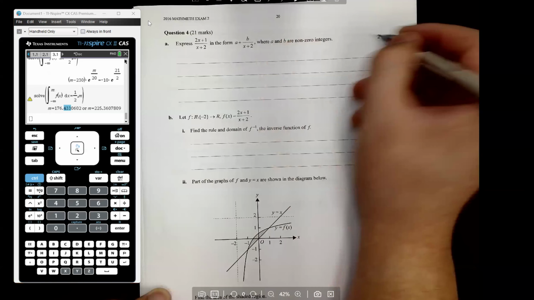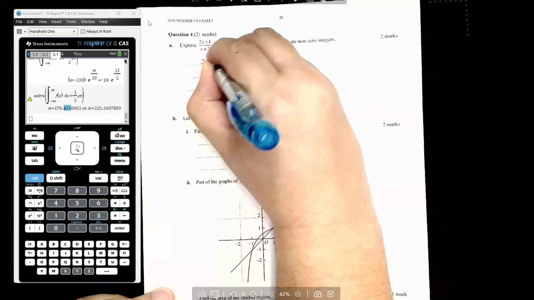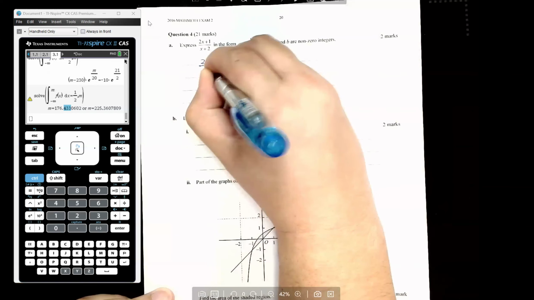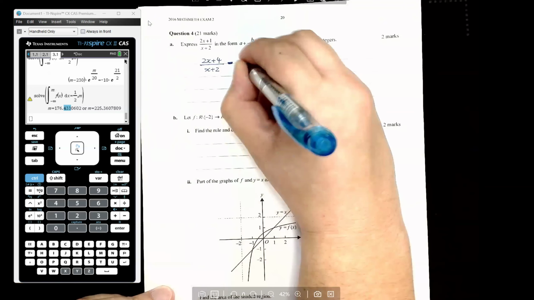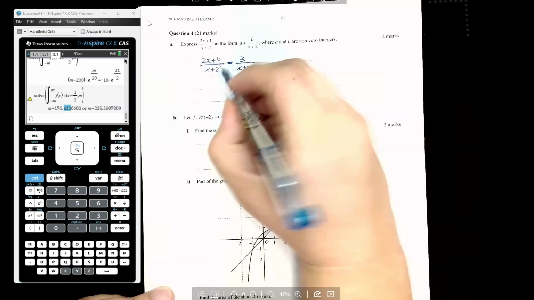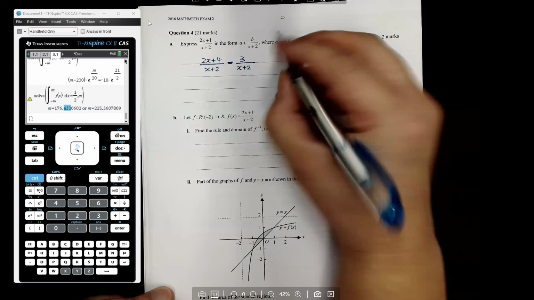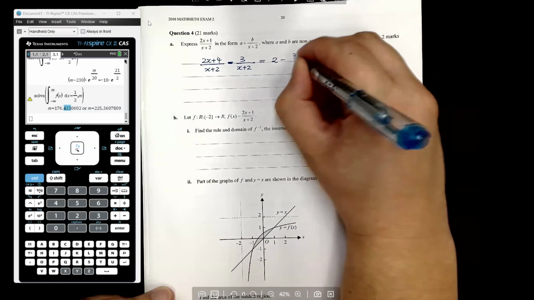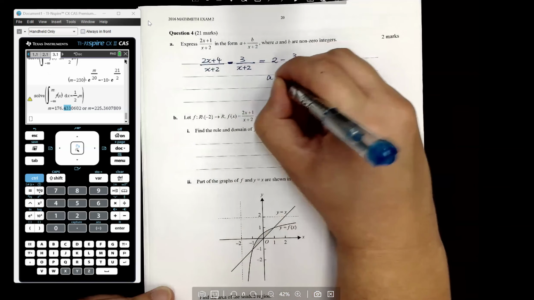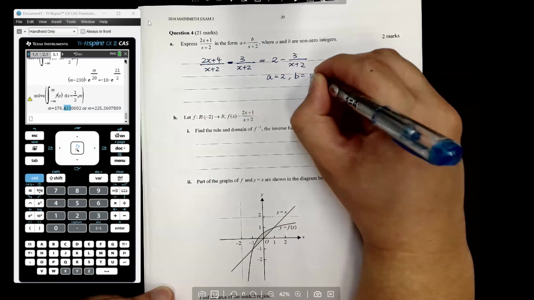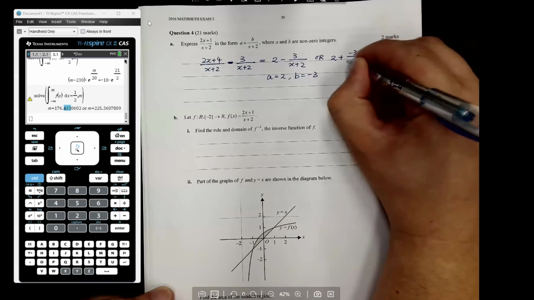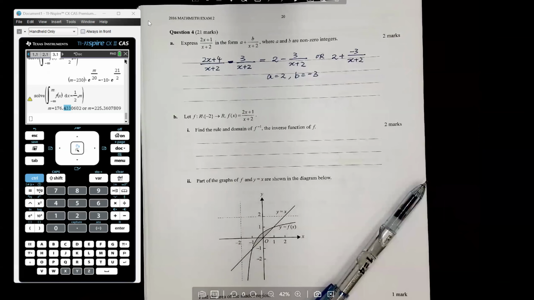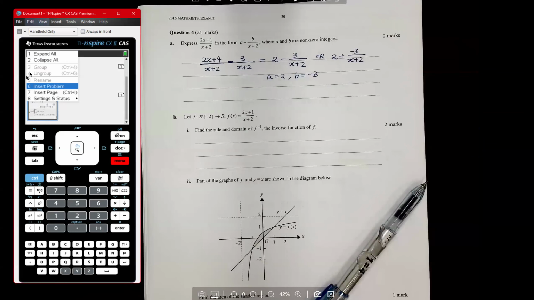First of all, you can do this one by hand easily, like 2x plus 1. If I add a 4 here divided by x plus 2, I'll get exactly a 2. But then I need to subtract 3 divided by x plus 2 to recover the plus 1. So you get 2 minus 3 divided by x plus 2, where a is 2 and b is -3. You might want to write it as 2 plus -3 divided by x plus 2. Of course, you could also use your CAS calculator, press control up, and define the function.